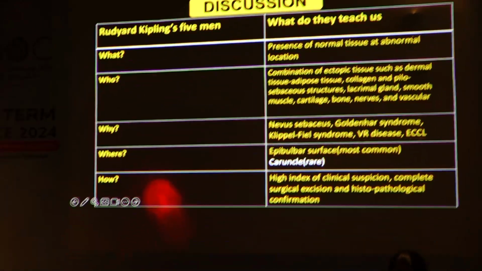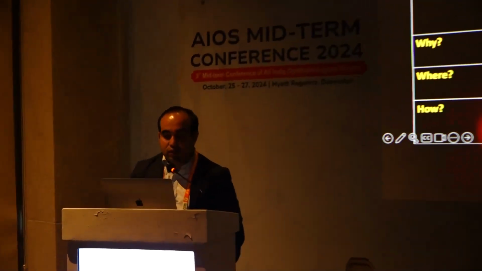Why is it important? One, we look at the systemic associations with it, that is nevus sebaceous, Goldenhar syndrome, Klippel-Feil syndrome, and encephalocranial involvement. What has always been spoken about is the classification of these lesions and their presence on the epibulbar surface. However, what has been really rare is the involvement of the caruncle, with one such case being reported in a 3-year-old girl, and we report such a case in a 34-year-old female.